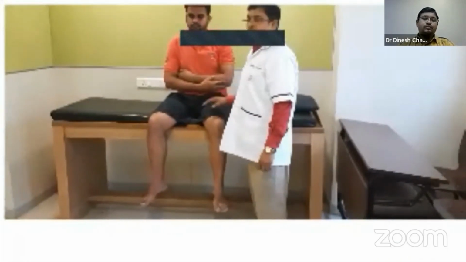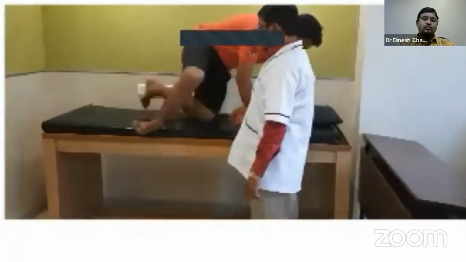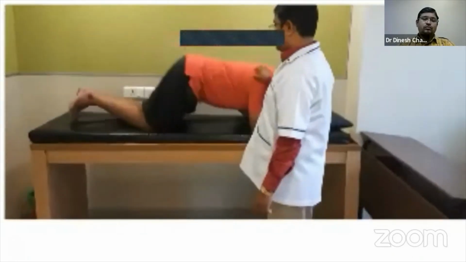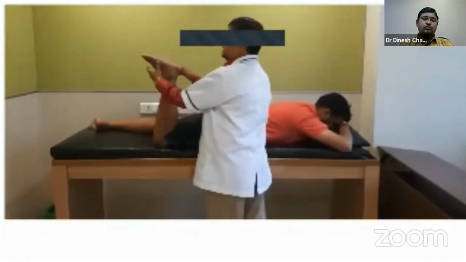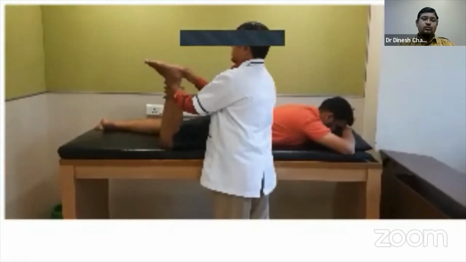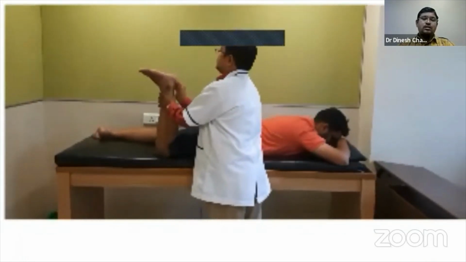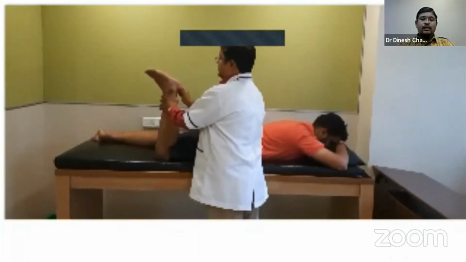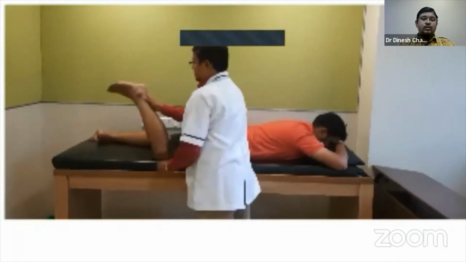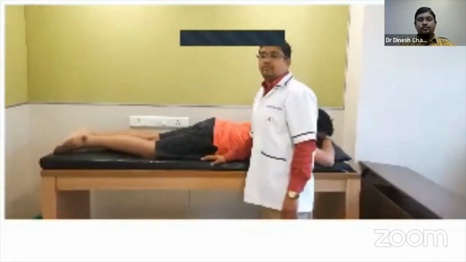So now S1. S1 is plantar flexion. Can you lie prone, lie down? So in prone lying is plantar flexion, S1. Take up. Grade 3. I apply resistance from the calcaneum. Take up. Grade 4. Take up. Grade 5. This was for S1 plantar flexion. Yes. So this was the lower limb MMT of key muscles.